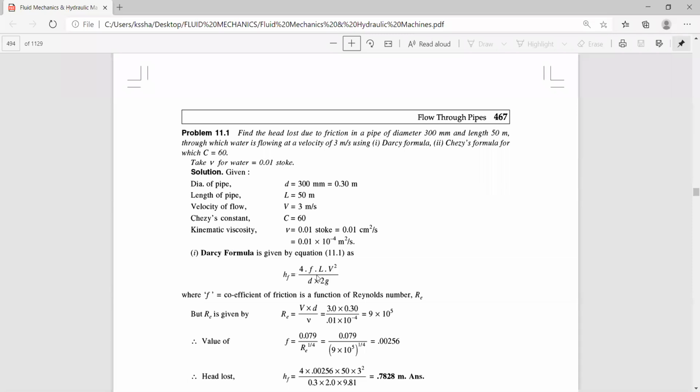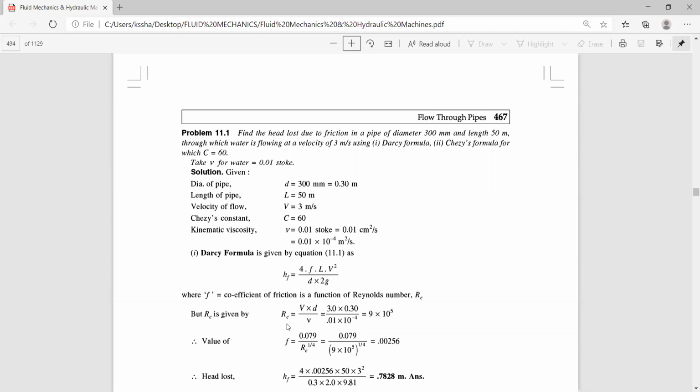But if you see here, there is no value of f given to you. Length is there, velocity is there, diameter is there, g is there. But f is not known to you. So how you can calculate f? We have the equation for value of f. f is equal to 0.079 divided by Reynolds number Re raised to 1 by 4. So if you know the Reynolds number, you can easily calculate f.